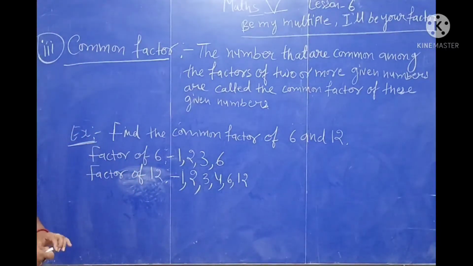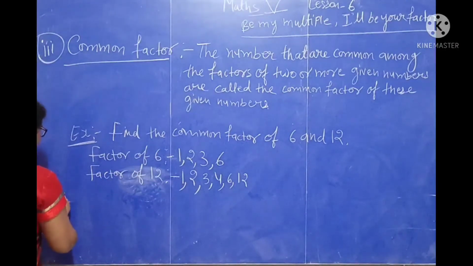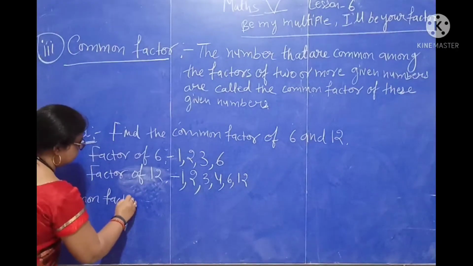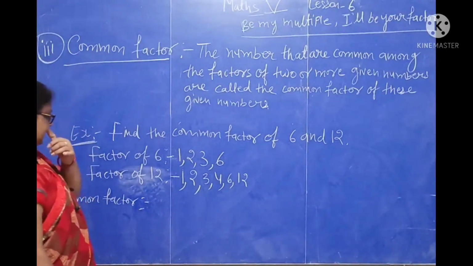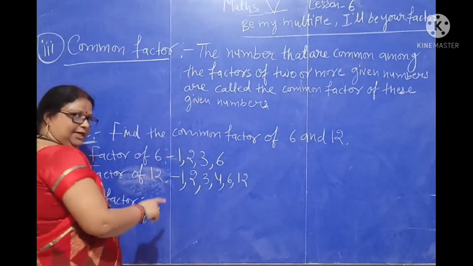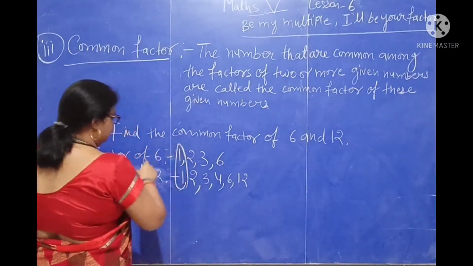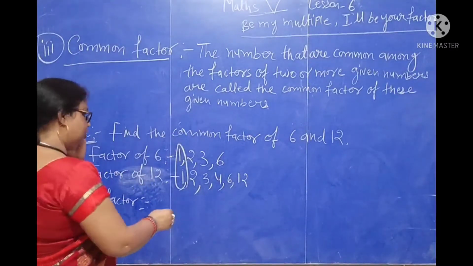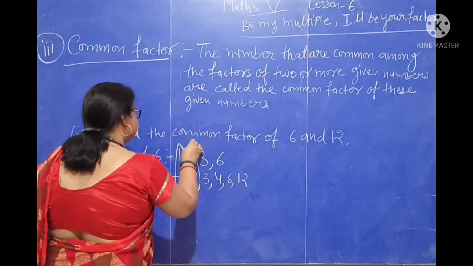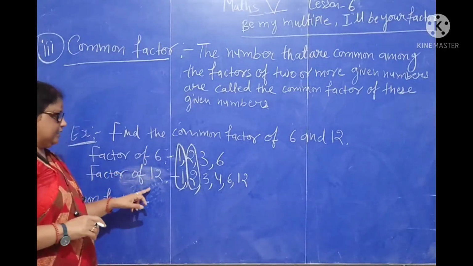Now we have to find the common factors of both. So for the common factors, we will circle the common ones. So 1 is a common factor of 6 and 12. So 1 is common between the two numbers. 2 is also common to 6 and 12. So 2 is also a common factor of both numbers.